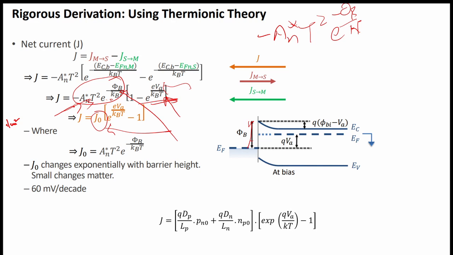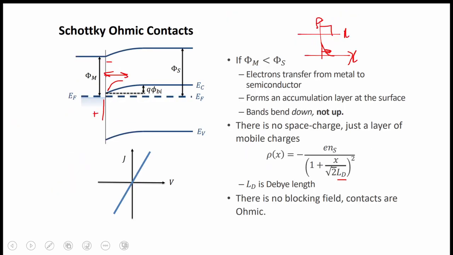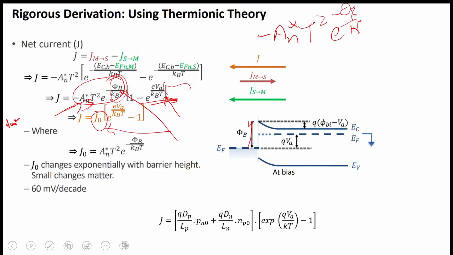So this will depend on this thing. If we increase the temperature, the current will increase obviously, and if we take it at different temperatures, we can calculate the phi b from there. There are some methods. I don't know, I haven't included that.